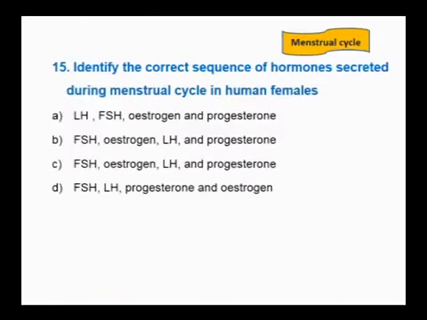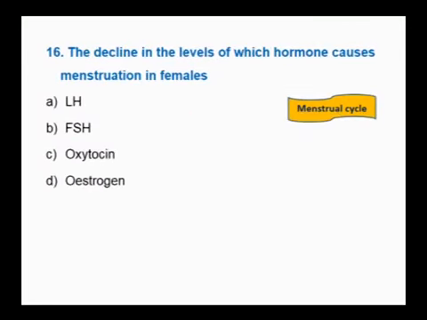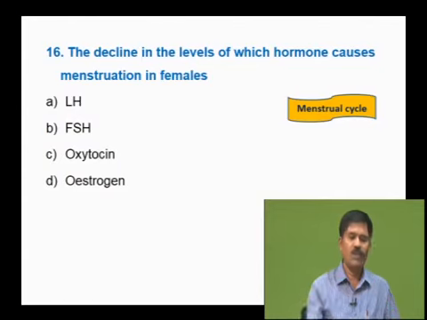So the option that has all of these is B, that is FSH, estrogen, LH and progesterone. Therefore this is the right option. Next, the decline in the levels of which hormone causes menstruation in females.